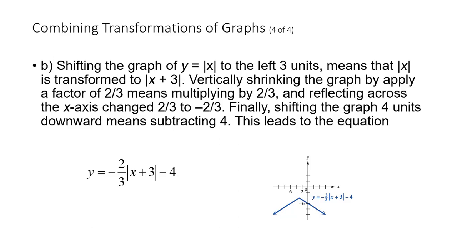vertical shrinking the graph by applying the factor of 2/3 means multiplying by 2/3, and then reflecting across the x-axis changes 2/3 to minus 2/3. And then we used all the facts to translate y is equal to absolute value of x to where the new graph is supposed to be now.